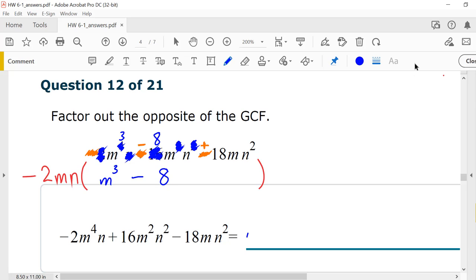So I have 8mn, plus, if I pull out a 2, the 18 divided by 2 is a 9. I pull out an m, and I pull out an n, so that becomes a 1. So I have 9n remaining. So my answer is negative 2mn times the factor m cubed minus 8mn plus 9n.